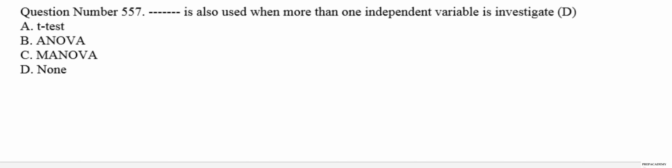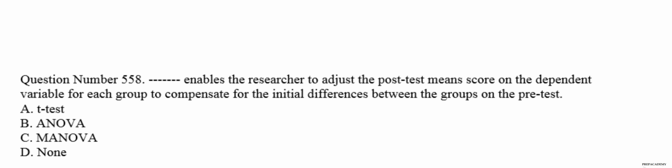Question number 557. Is also used when more than one independent variable is investigated. A. T-test. B. ANOVA. C. MANOVA. D. None. The correct answer is option B. ANOVA.